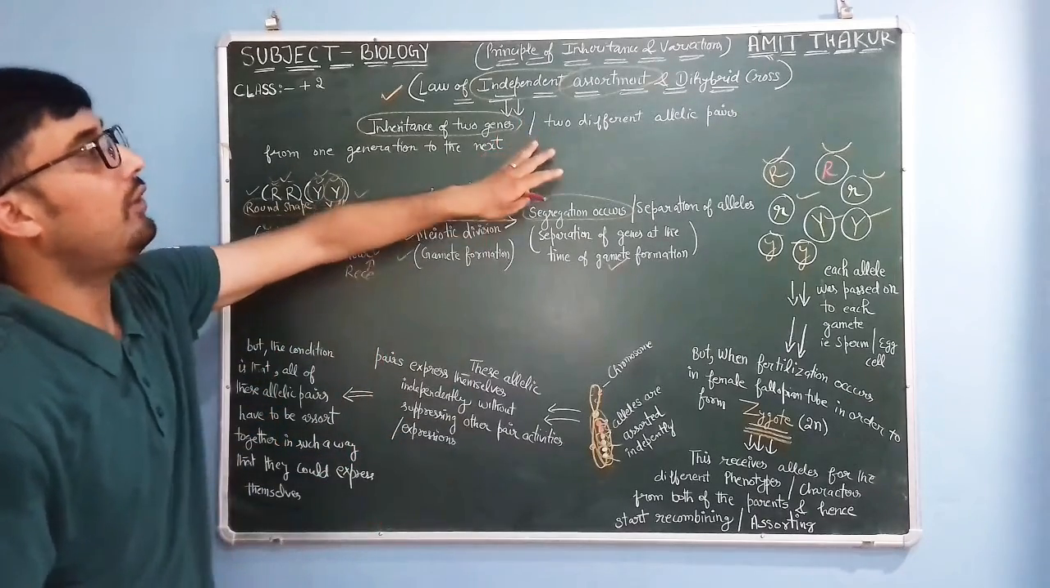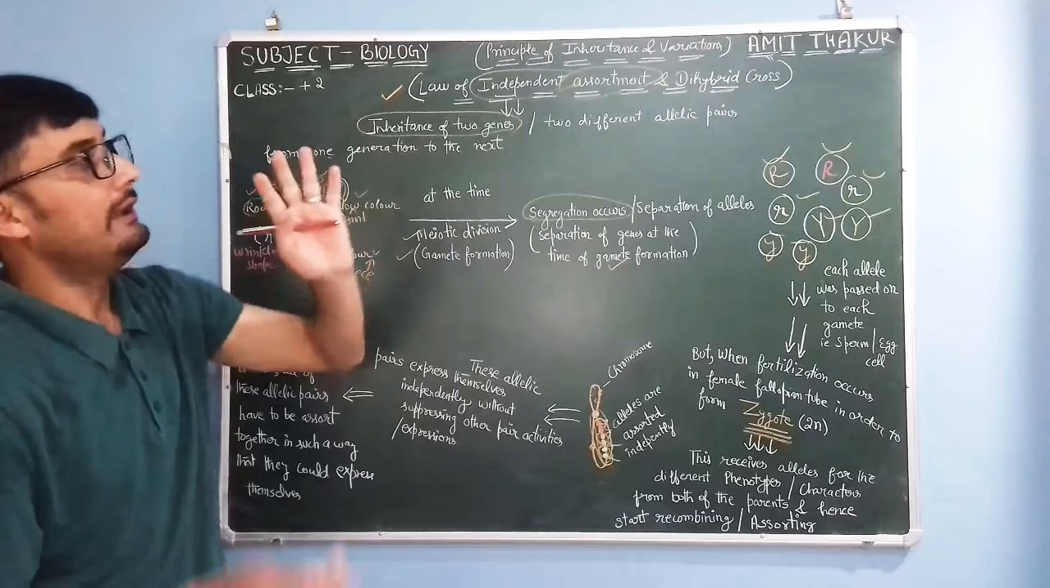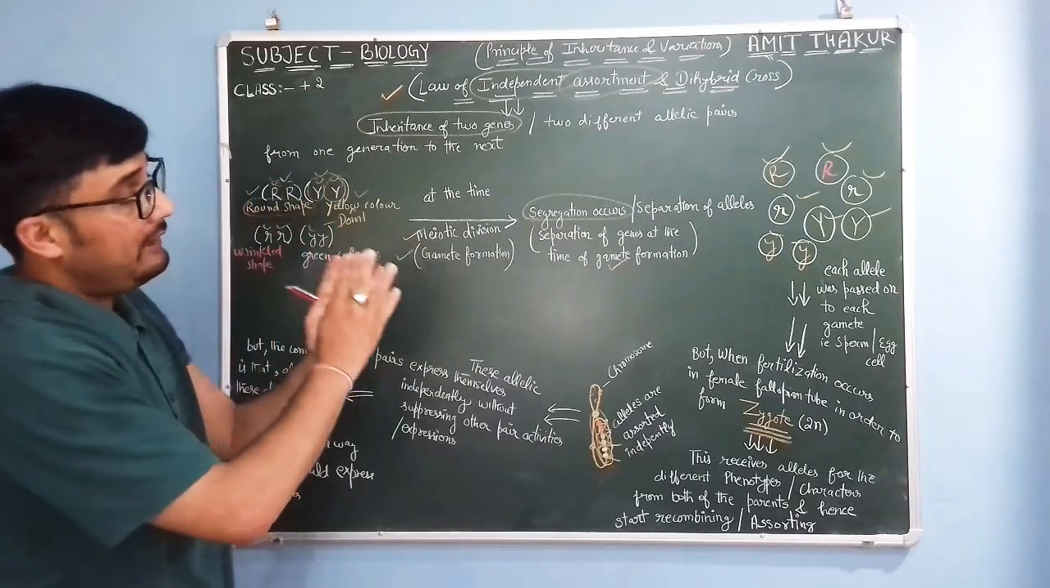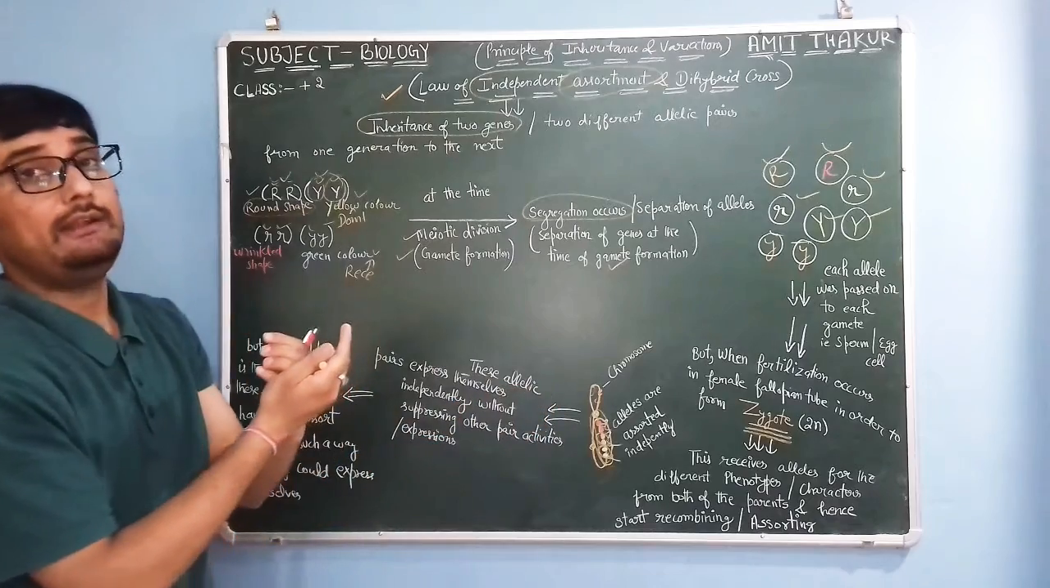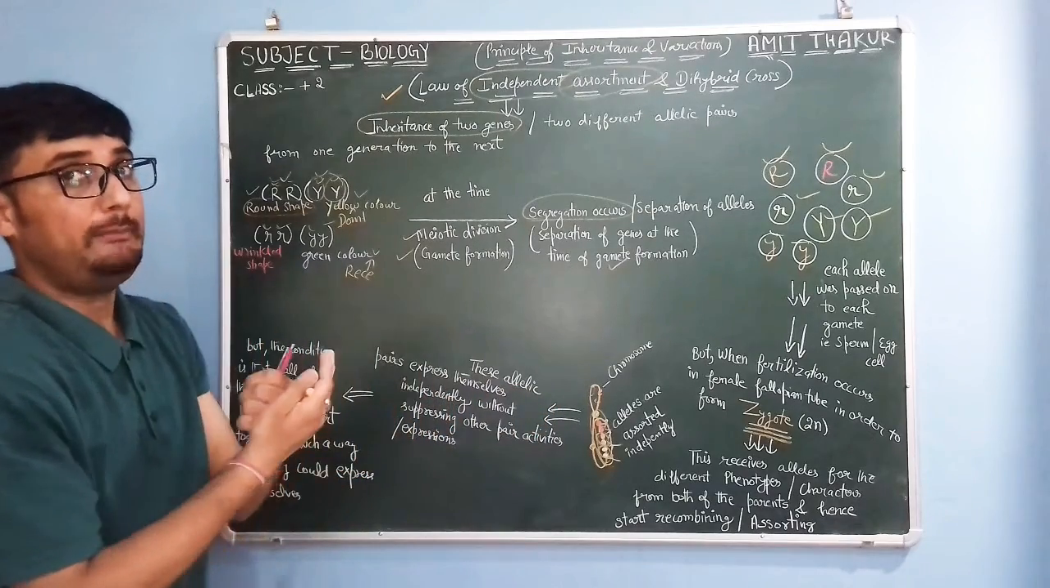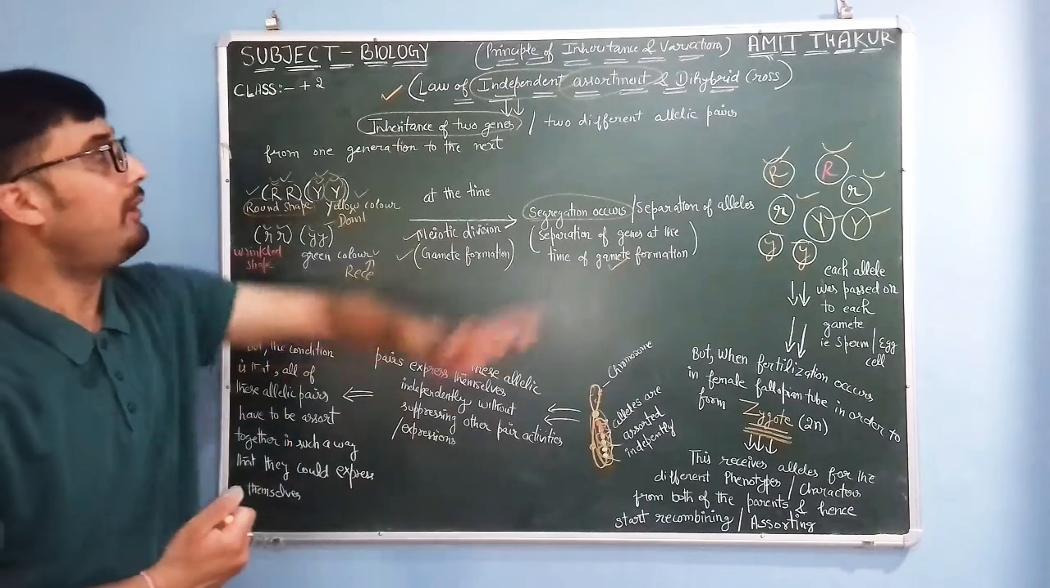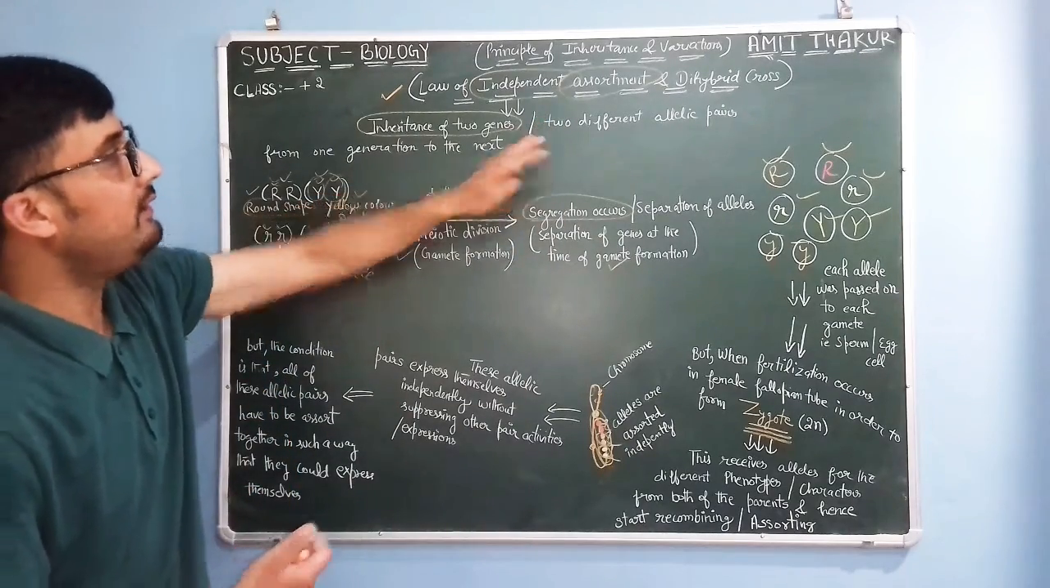So this is what we call independent assortments. Actually, when they separated, then they recombine independently, they assort independently, and then they express independently. So it's all about independent assortment.